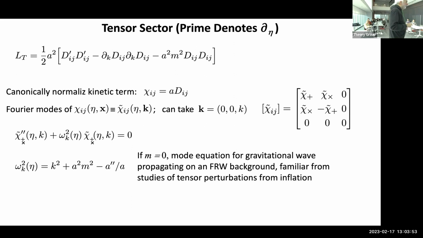And if you set the mass equal to zero, ignore this term, you end up with the mode equation for a gravitational wave, usual for a massless graviton, propagating on an FRW background. And this is familiar to anyone who studied the generation of tensor perturbations from inflation. So this is something you might expect. That's the tensor sector. The vector sector is a little more complicated.